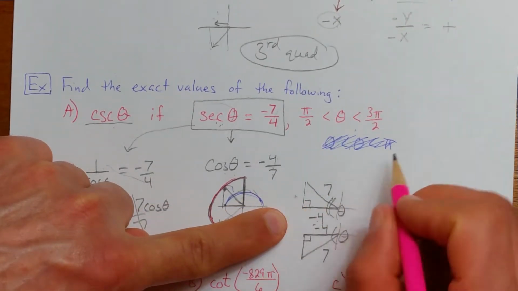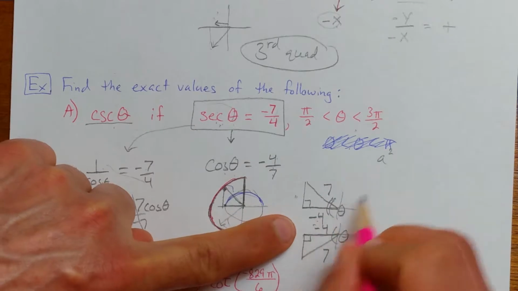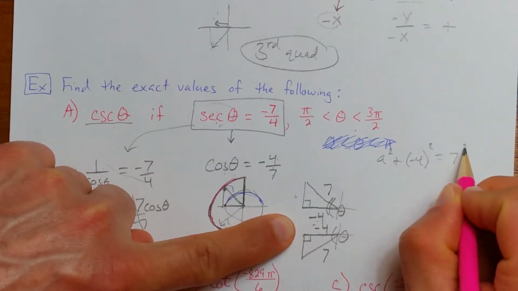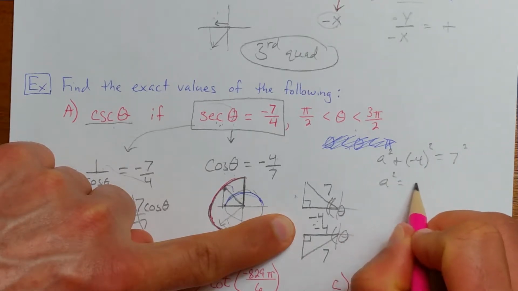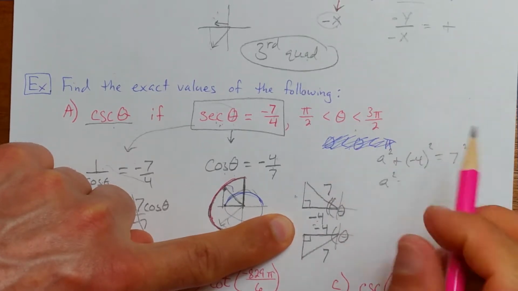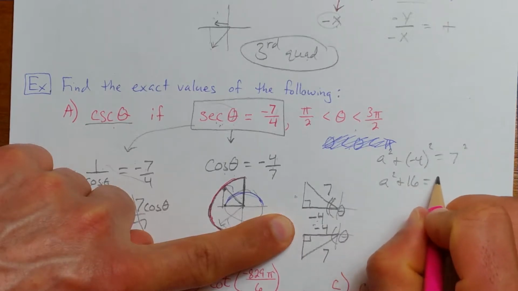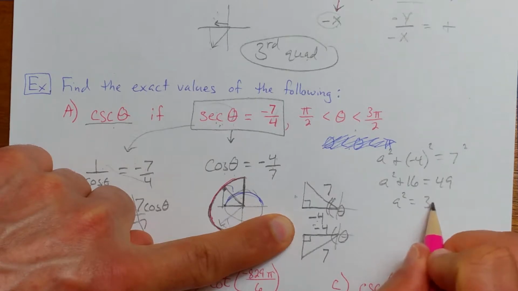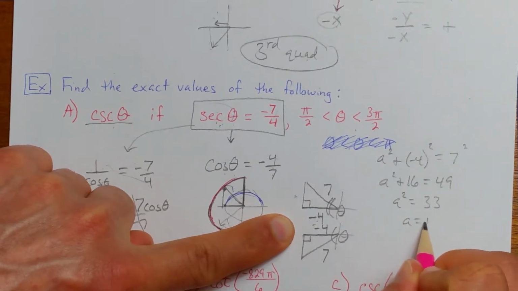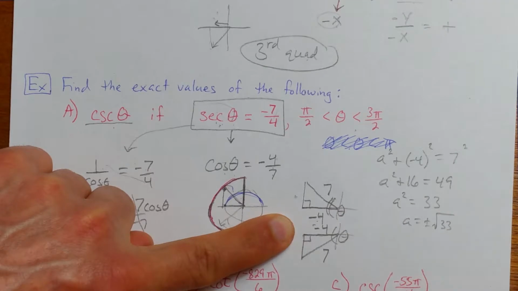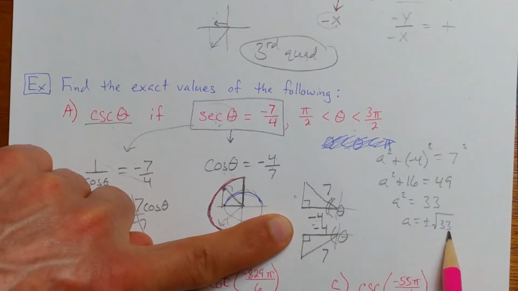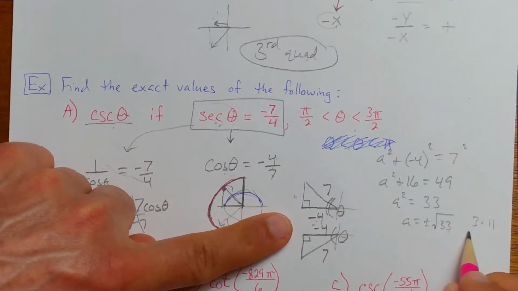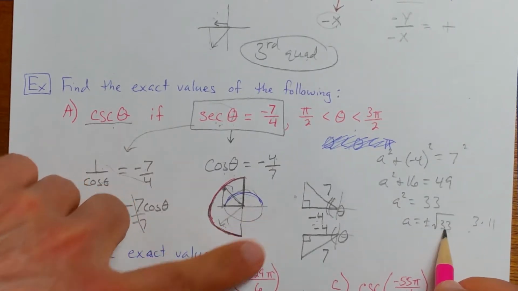So you're going to do a squared, or you can call it b squared if you want, plus b squared. So a squared plus -4 squared equals 7 squared. Or a squared plus 16 is equal to 49. Go ahead and subtract 16, and you end up with 33. And then, of course, I take the square root of both sides, and I'm supposed to have plus or minus the square root of 33. Now, in terms of simplifying the square root of 33, it breaks down into 3 and 11. Those are both prime. I don't have a group of 2, so it stays square root of 33.